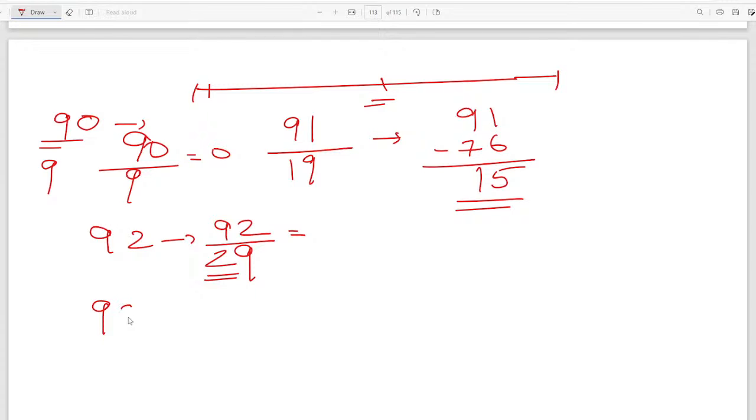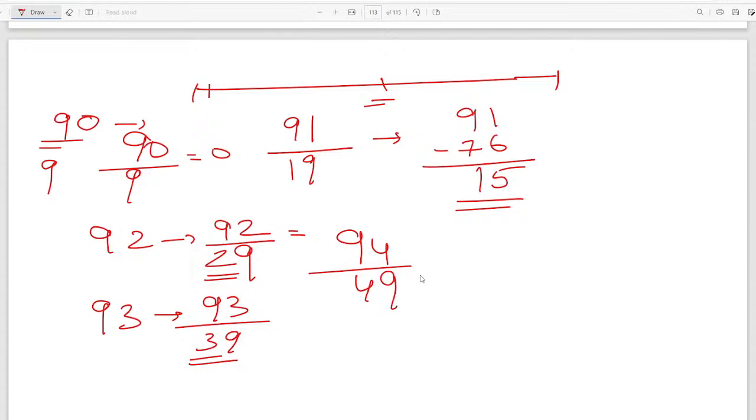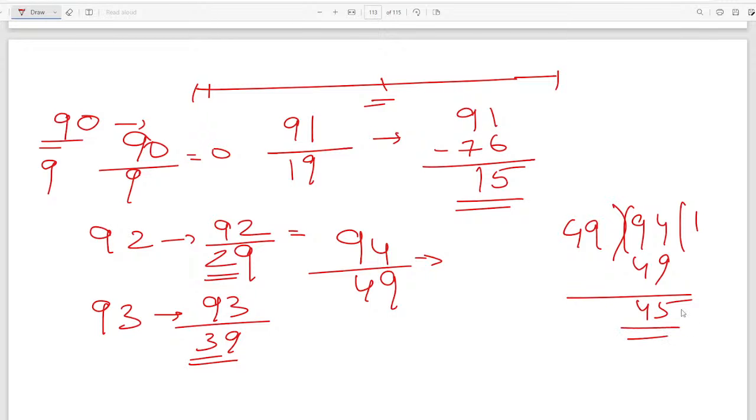If I take 93, this will be 93 divided by 39. Again, this number is not close to that. 94 divided by 49. Let's check this. 94 divided by 49. This is 94 minus 49, 14 minus 9 is 5, 8 minus 4 is 4, so 45.